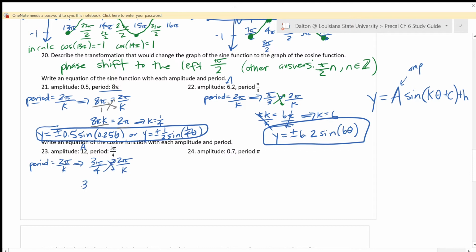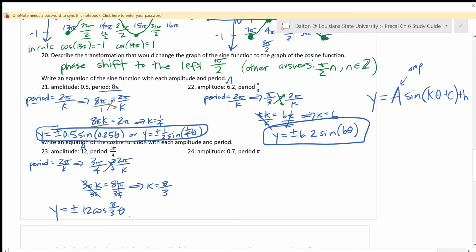and get 3 pi k is equal to 4 times 2 pi, which is 8 pi. Divide both sides by 3 pi. Pi over pi is 1, implying that k is 8/3. So you have A and k. Your final answer would be y equals the cosine, well, I'm sorry, I forgot amplitude. y is equal to plus or minus my amplitude of 12 times the cosine of 8/3 theta.